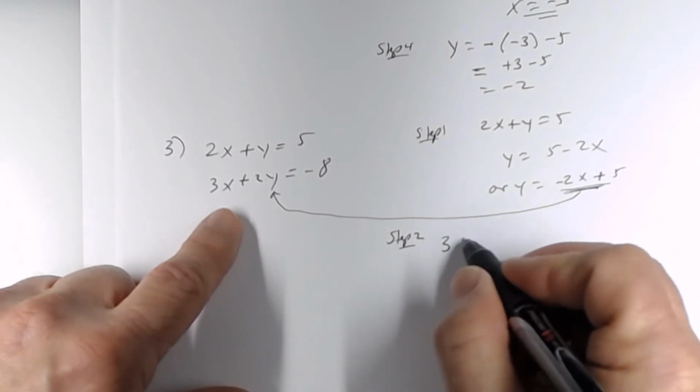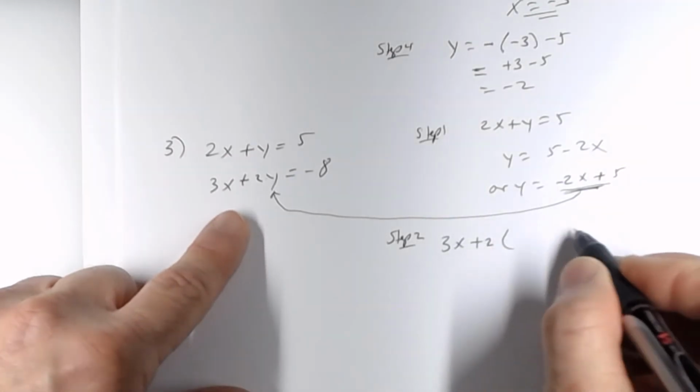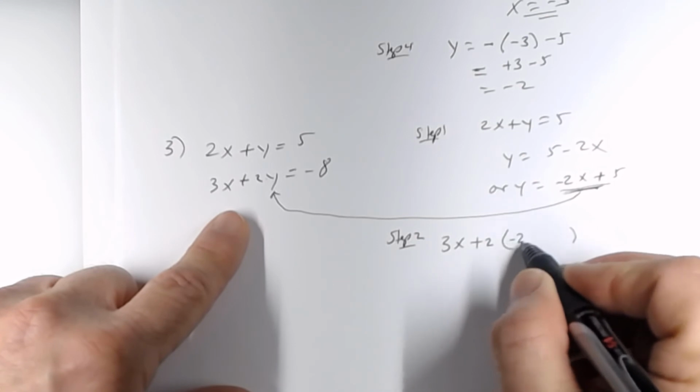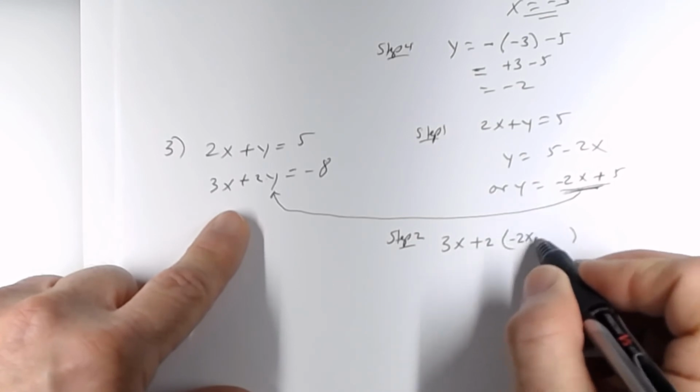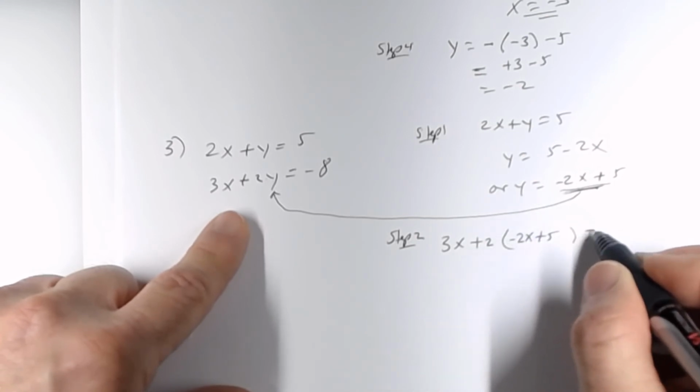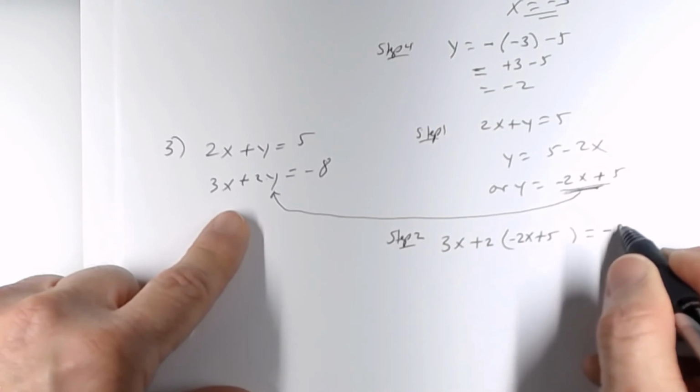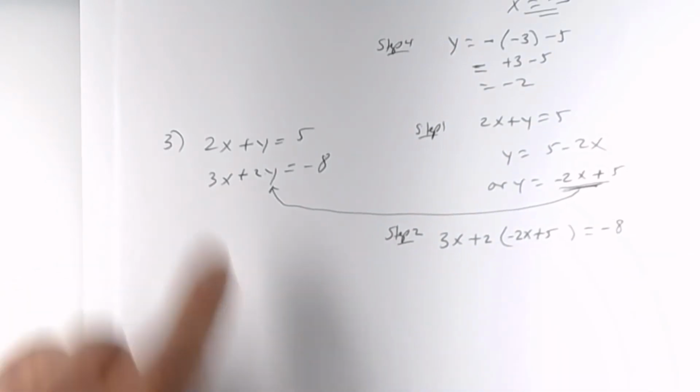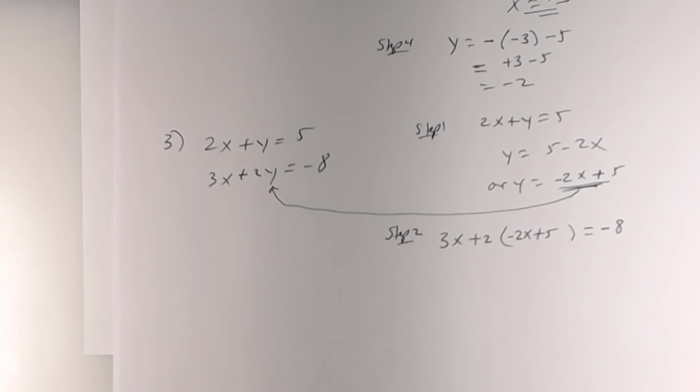So you'd say 3x plus 2 times y. What's y? 5 minus 2x, or negative 2x plus 5, right? Equal what? Negative 8. All right, so that's where I'm at. So now I have an equation with just one variable, and I've had experience solving that kind of equation. What's the next step? Distribute. Okay, so I'm going to distribute.